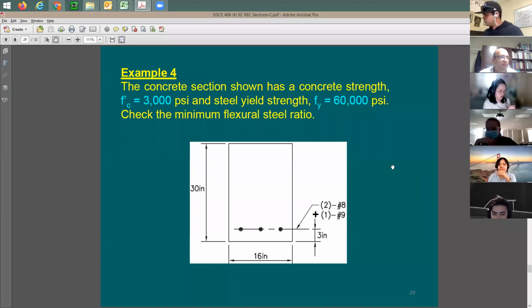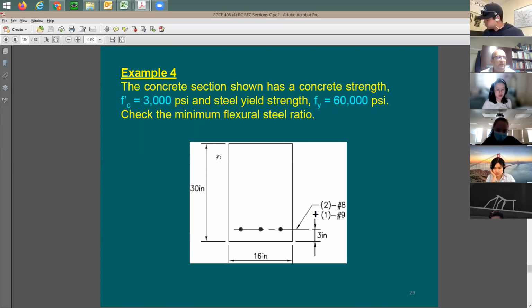So just confirm again with this example. We have a concrete section 16 by 30 inches. Effective depth is going to be 27, which is 30 inches subtracting the 3 inches. Concrete is 3,000 psi. The steel is 60 ksi yield strength. And I have 2 number 8 plus 1 number 9 at the bottom as reinforcing.